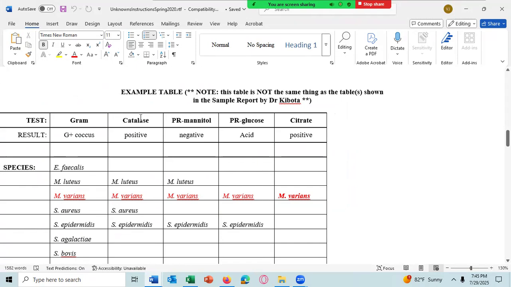And then they ran the catalase test. It was catalase positive, and it narrowed it down to these 4 species. Then they did the PR mannitol, narrowed it down to these 3 species. They then did the PR glucose test, narrowed it down to these 2 species. And then they did the citrate test, and it narrowed it down to 1 species. So you should have a table or a figure showing how you identified your unknown as what species. Any question about that?